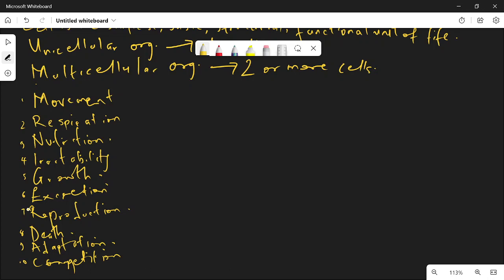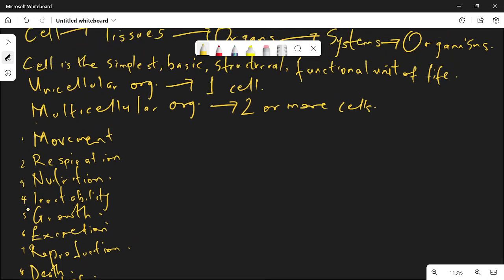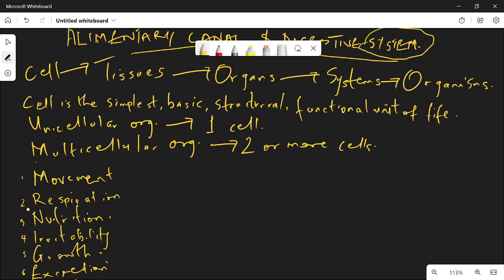Now, in the case of multicellular organisms, it is not possible for a particular cell to carry out all the functions listed here on its own. A cell cannot be responsible for movement or respiration or irritability or nutrition, as the case might be. So that is what leads us to talk about tissues.